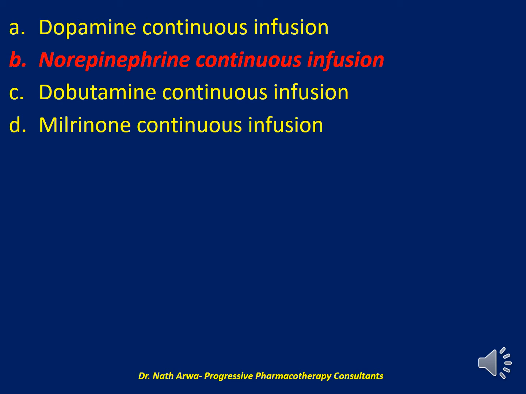Now, norepinephrine is preferred over, for example, dopamine, due to the fact that norepinephrine has fewer tendencies to be arrhythmogenic. It has less arrhythmogenicity compared to dopamine, and the need for additional agents for circulatory support are fewer in the case of norepinephrine compared to dopamine. Now, milrinone, on the other hand, is what we classify as a phosphodiesterase inhibitor.